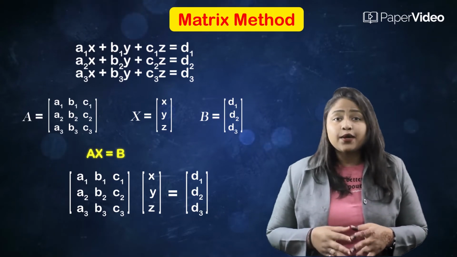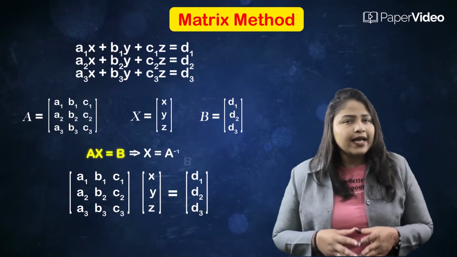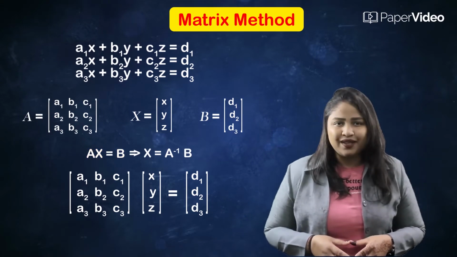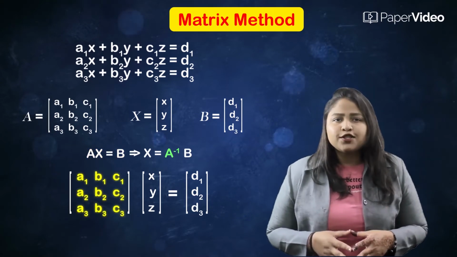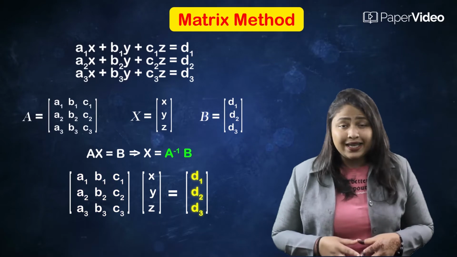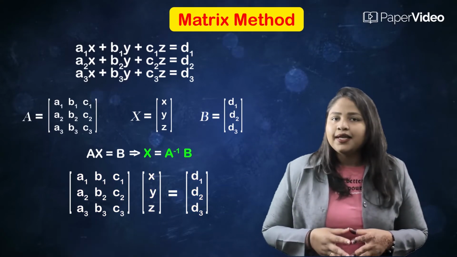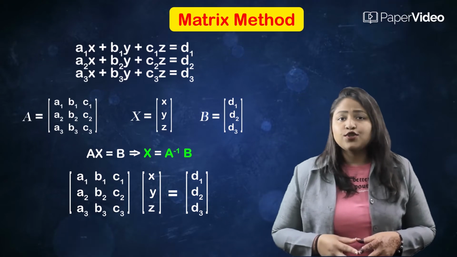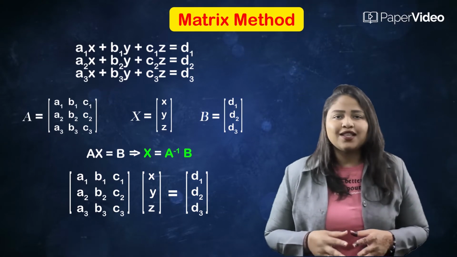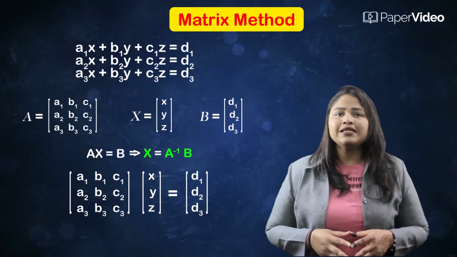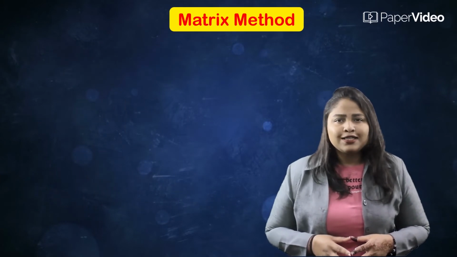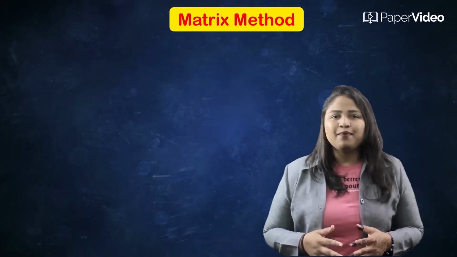Since AX equals B, this means that X equals A inverse B. So our objective is to find the inverse of matrix A and multiply the inverse to matrix B. Then, equating the corresponding elements to the variables, we can easily find the value of all 3 variables in the system. Let us understand this method with the help of an example.